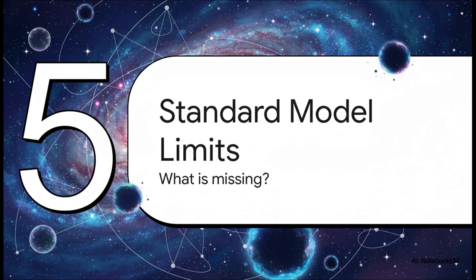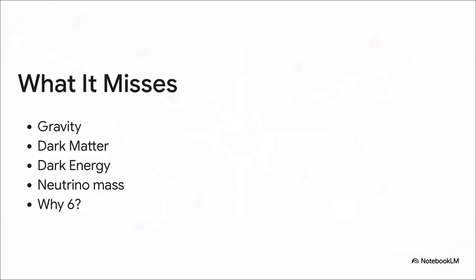And finally, section 5, the standard model's limits. Let's zoom out for a second here. We've mapped out humanity's most accurate scientific theory, one that predicts quantum behavior down to 10 decimal places. But here is the climactic twist. It still fails to explain some of the biggest phenomena in physics. Like we mentioned, there's no quantum theory of gravity.